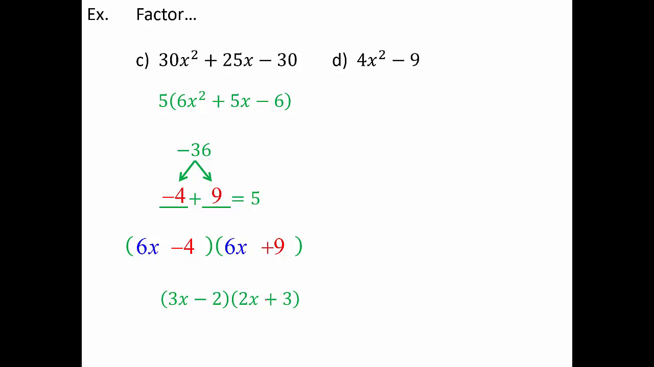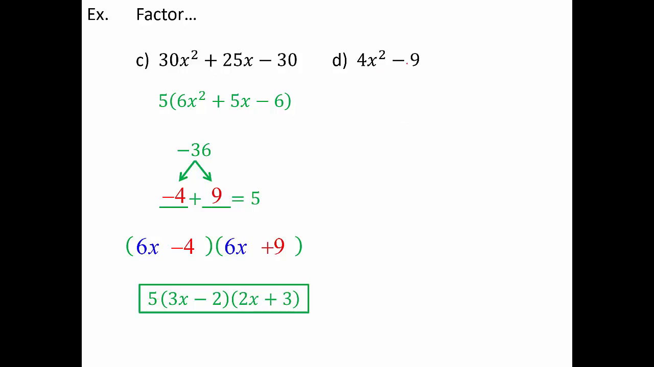But this isn't my final answer. My final answer also has to include that original GCF of 5. So 5 times 3x minus 2 times 2x plus 3 would get me back to the original stated problem. Don't pull out that GCF and then forget to state it as one of your factors. The F in GCF does stand for factor.